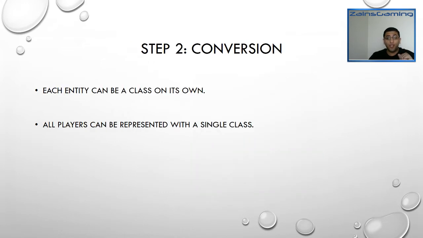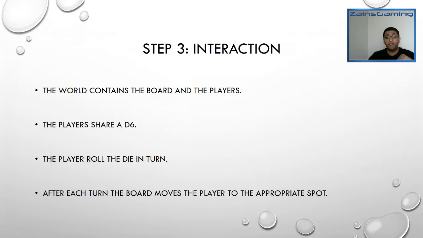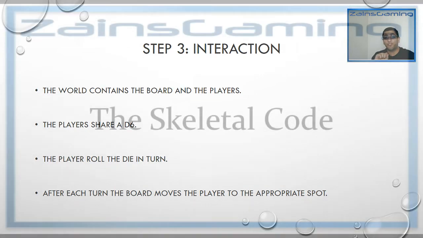Once we have all the classes down, we can actually work with the interaction of how these classes will interact with one another. So we have that the world contains the board and the player. The players share a d6. The player rolls the die on their turn, and then after each turn, the board moves the player to the next appropriate spot. This means based on the die roll, they move that many spots, and then if there's a ladder or a snake, they move to the next available spot. Now that we have the plan so far, we can actually get started with the skeletal version of the code.